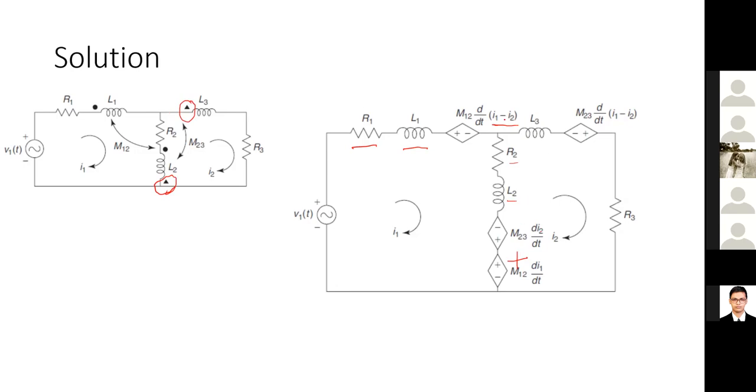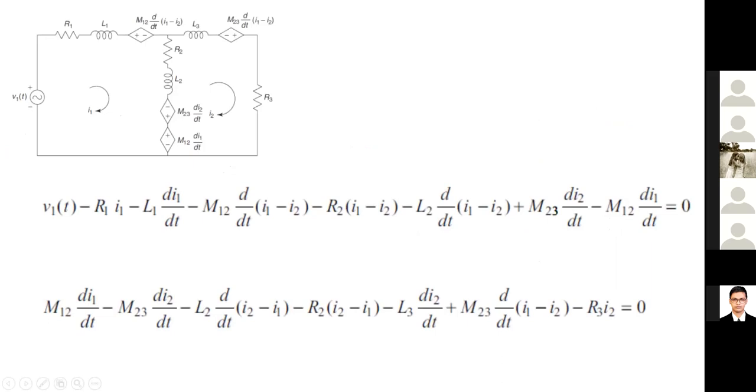And what about this part? L3 dI3 by dt, and this sign is minus. Why is the sign minus? Current is entering here, whereas current is leaving here. So the equations are written here.